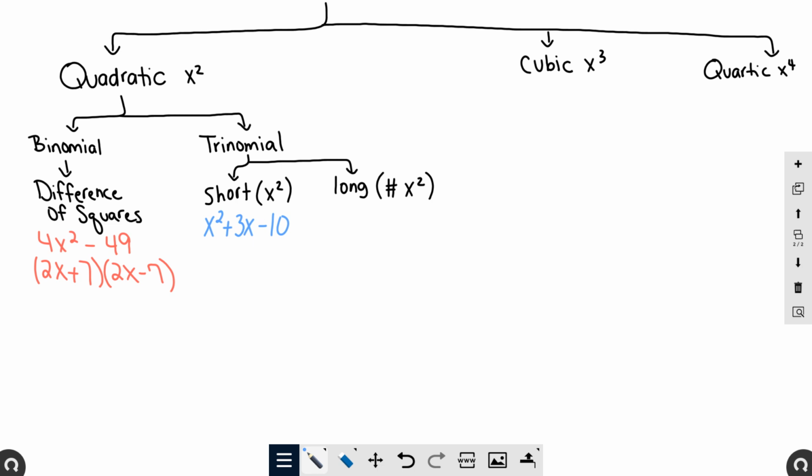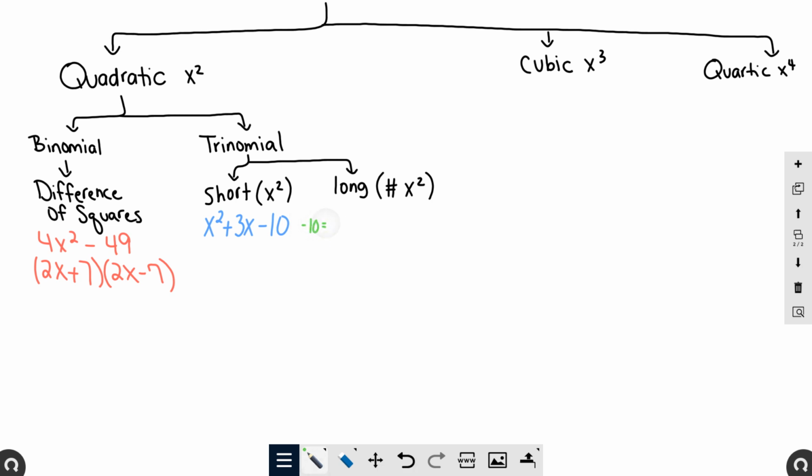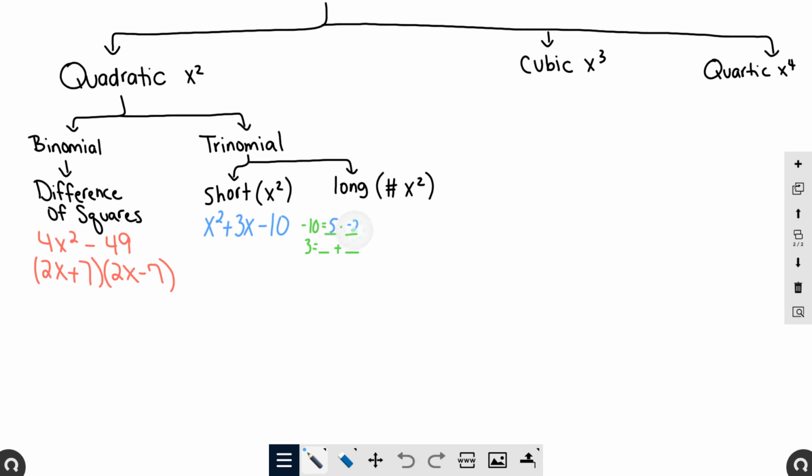And how do we do our short trinomials? How do we factor that? Good. We do that scrap work to the side. What multiplies to be the last and what adds to be the middle. Very good. So what multiplies to be -10 and adds to be 3? What are those numbers? 5 and -2.